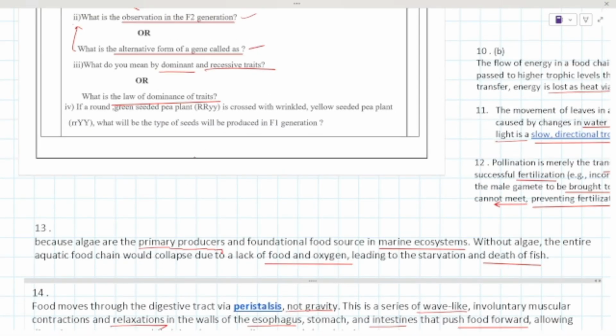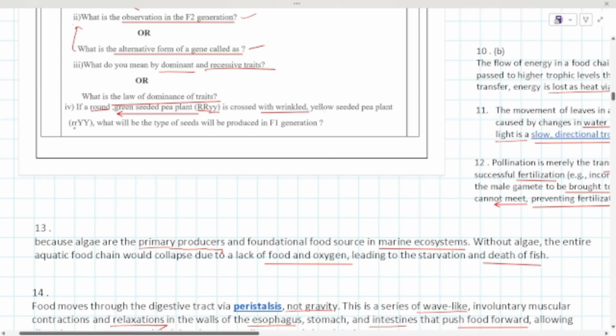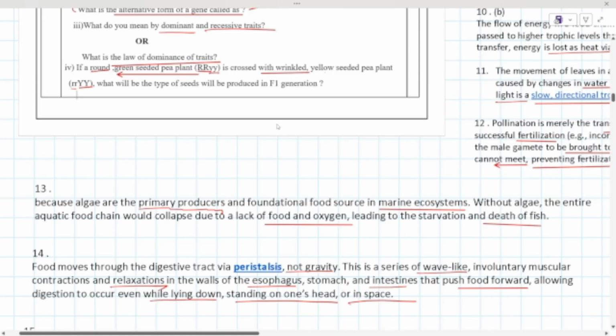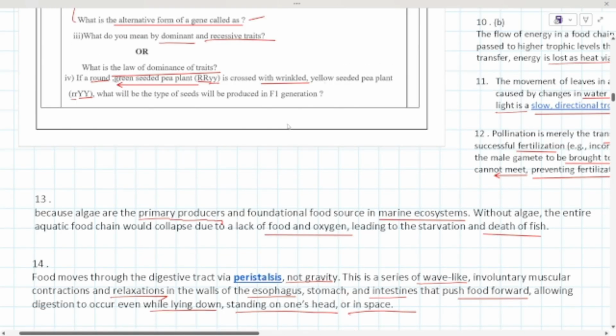Now let's see the fourth one. If a round green seeds pea plant, that is capital RR and small yy, is crossed with a wrinkled yellow seeds pea plant, that is small rr and capital YY, what will be the type of the F1 generation? To explain it, the fourth one.